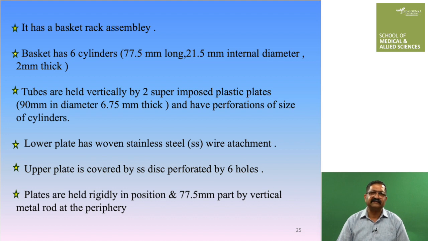It has a basket rack assembly. The basket has 6 cylinders which are 75 mm long and 21.5 mm in diameter. Thickness of the cylinder is 2 mm. Tubes are held vertically by 2 superimposed plastic plates 90 mm in diameter and 6.7 mm in thickness, and have perforations the size of the cylinders. The lower plate has a woven stainless steel wire attachment. The upper plate is covered by a stainless steel disc with 6 holes.